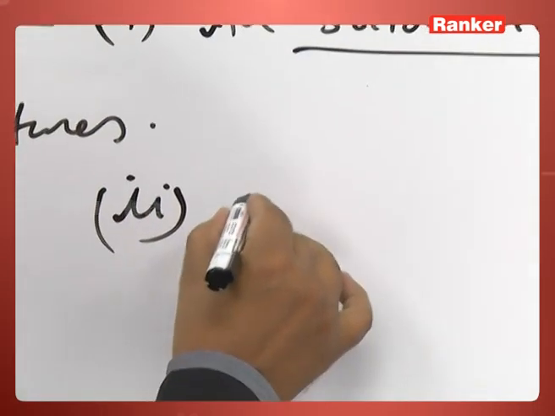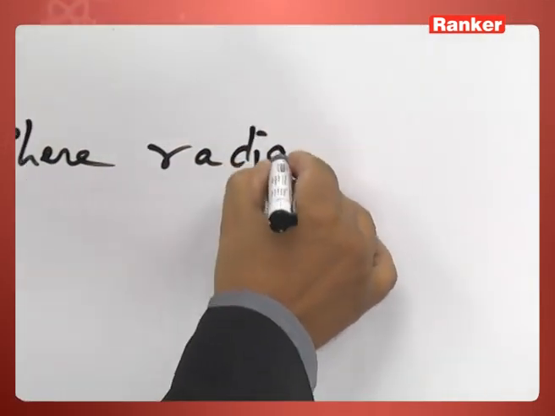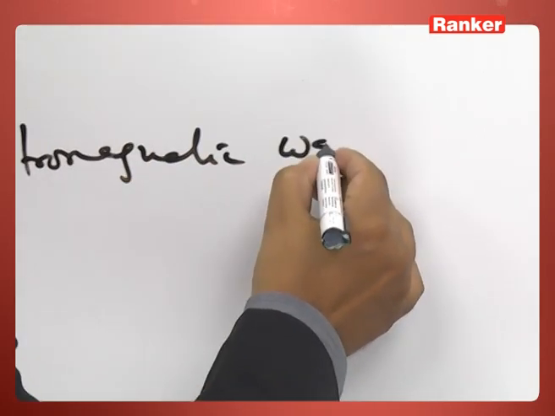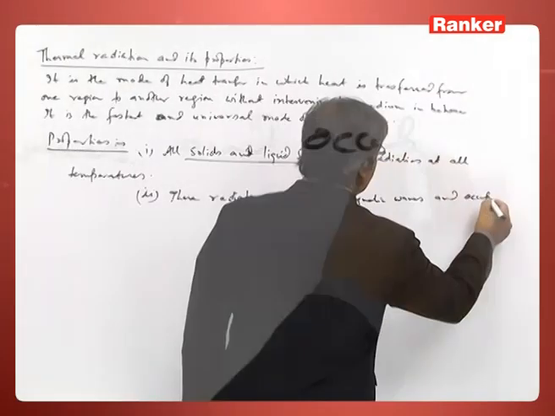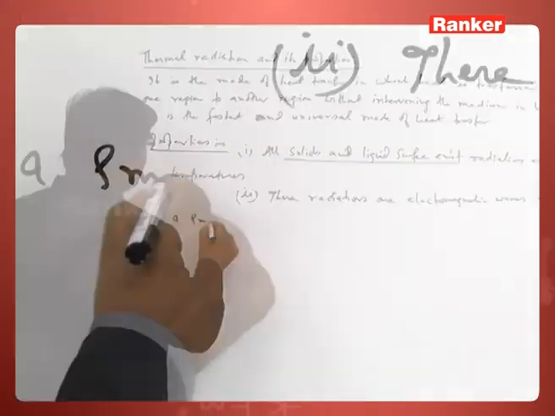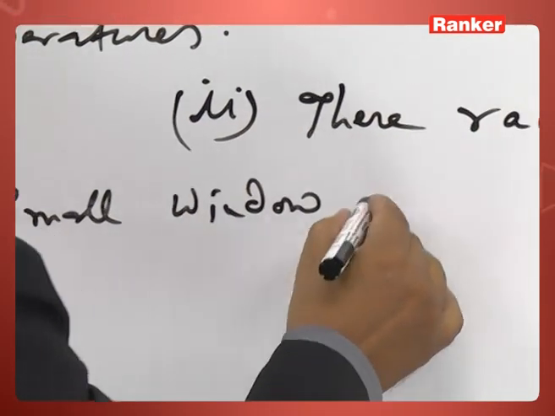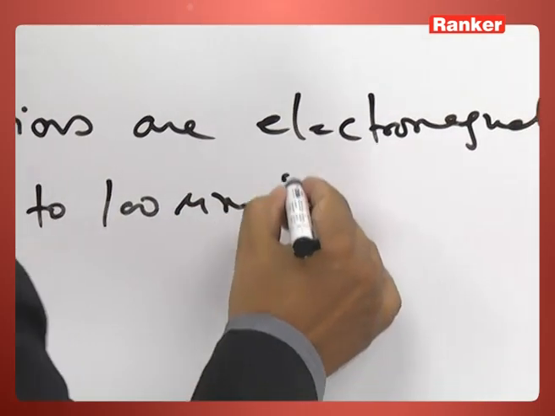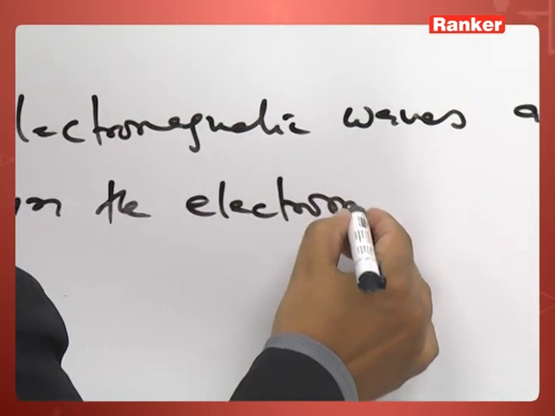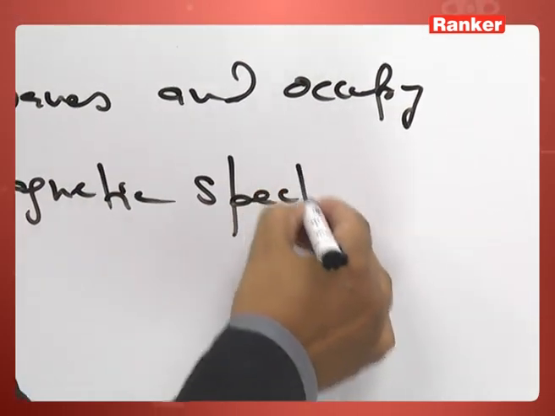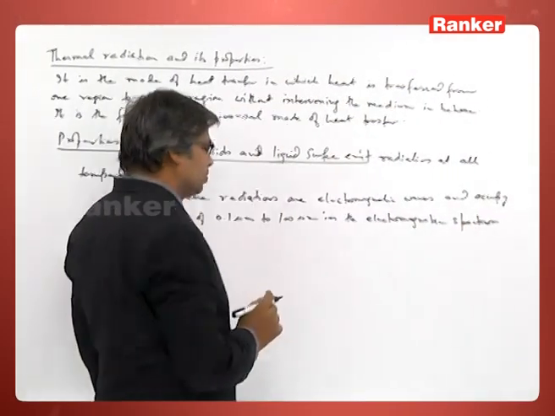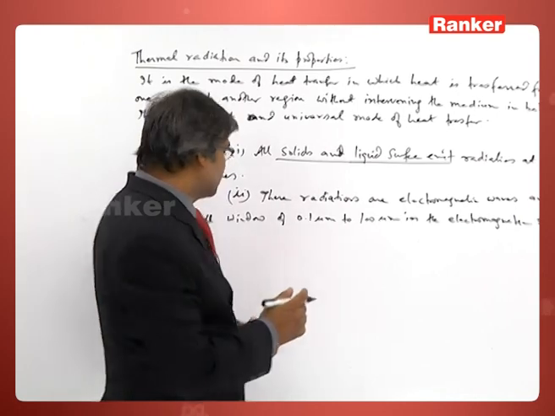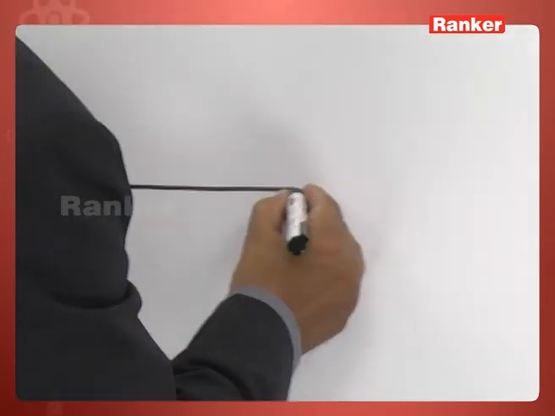Second point, these radiations are electromagnetic waves and occupy a small window of 0.1 micrometer to nearly 100 micrometer in the electromagnetic spectrum. So, a small portion of the electromagnetic spectrum is in this. Let us see, this is my electromagnetic spectrum.